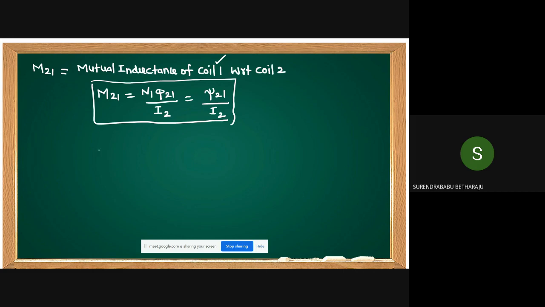That is M21. You can also write M21 in terms of the coupling coefficient. So that is N1 into, what is pi 1? Pi 1 equal to k into pi 2 by I2. K into pi 2 by I2. This is the mutual inductance of coil 1 with respect to coil 2. Clear, friends? But here I am giving a note point. Please concentrate.